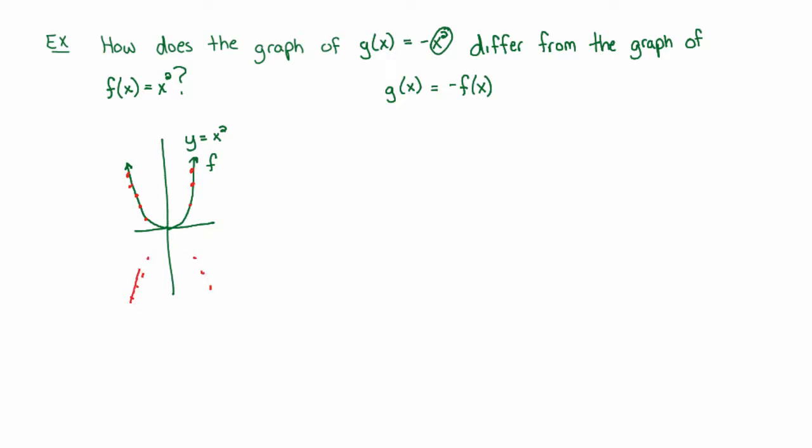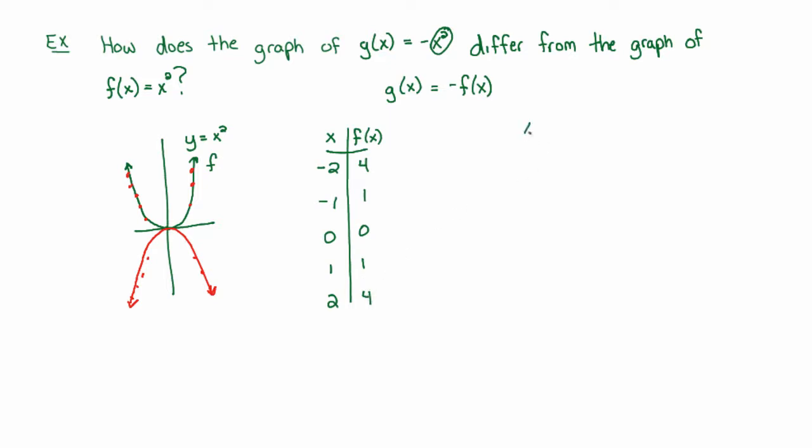So we'd get a graph like this. Now you can always test this out by just making a table of values for x and f of x. In other words, for f of x, I could plug in -2, -1, 0, 1, and 2. And you'll see that its outputs will be 4, 1, 0, 1, 4.